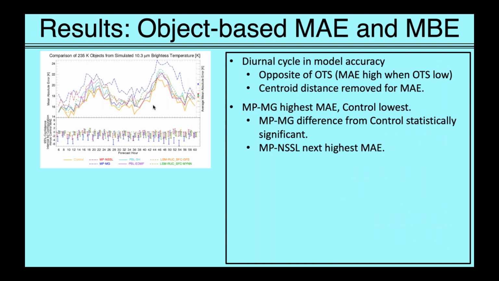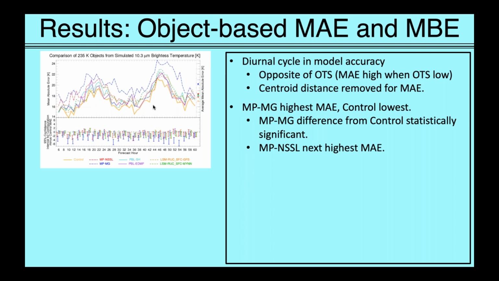So our object-based mean absolute error and mean bias error. Here is the mean absolute error, and there's a diurnal cycle in model accuracy. Interestingly, though, it is opposite of the OTS and the mean error distance. Our mean absolute error is highest when our OTS is the lowest.